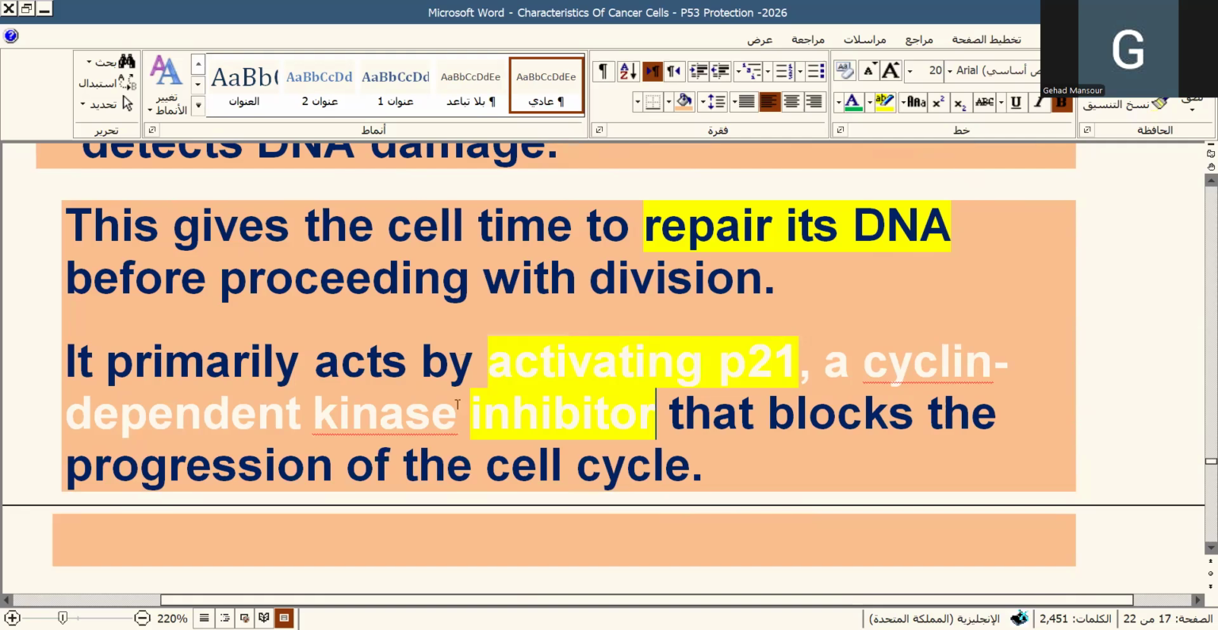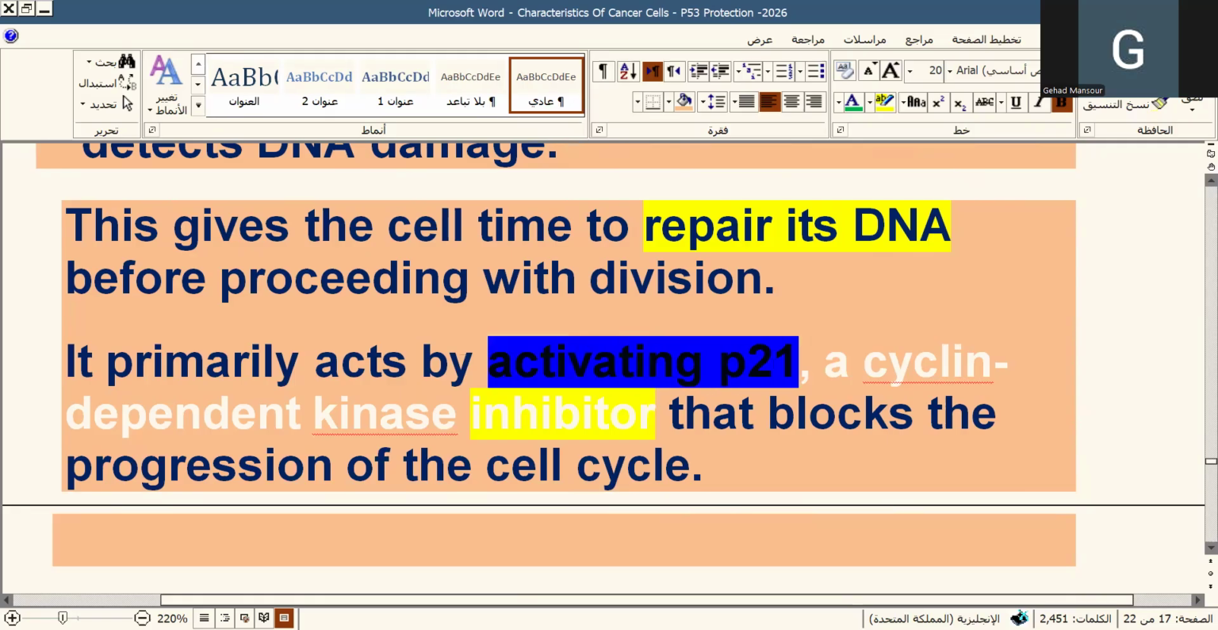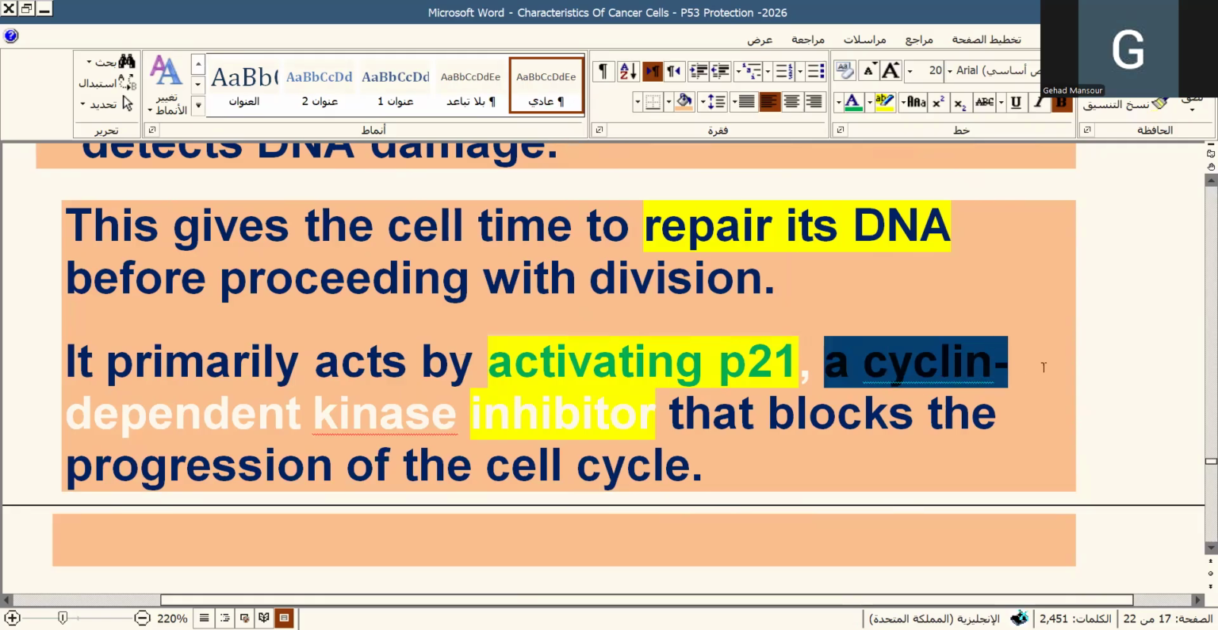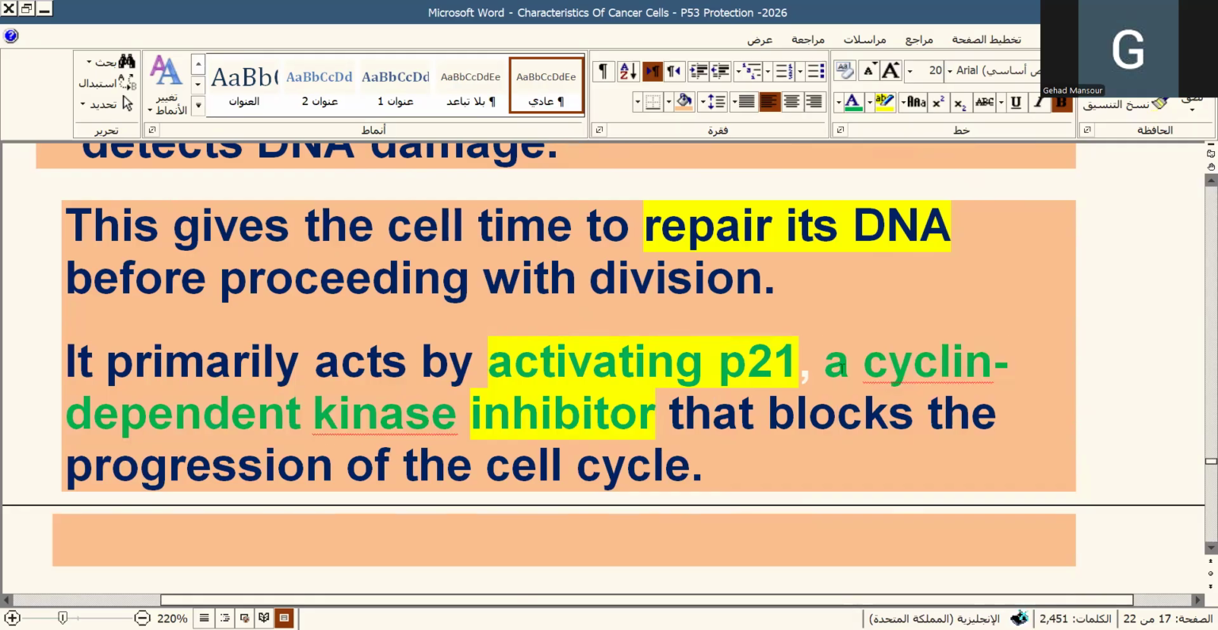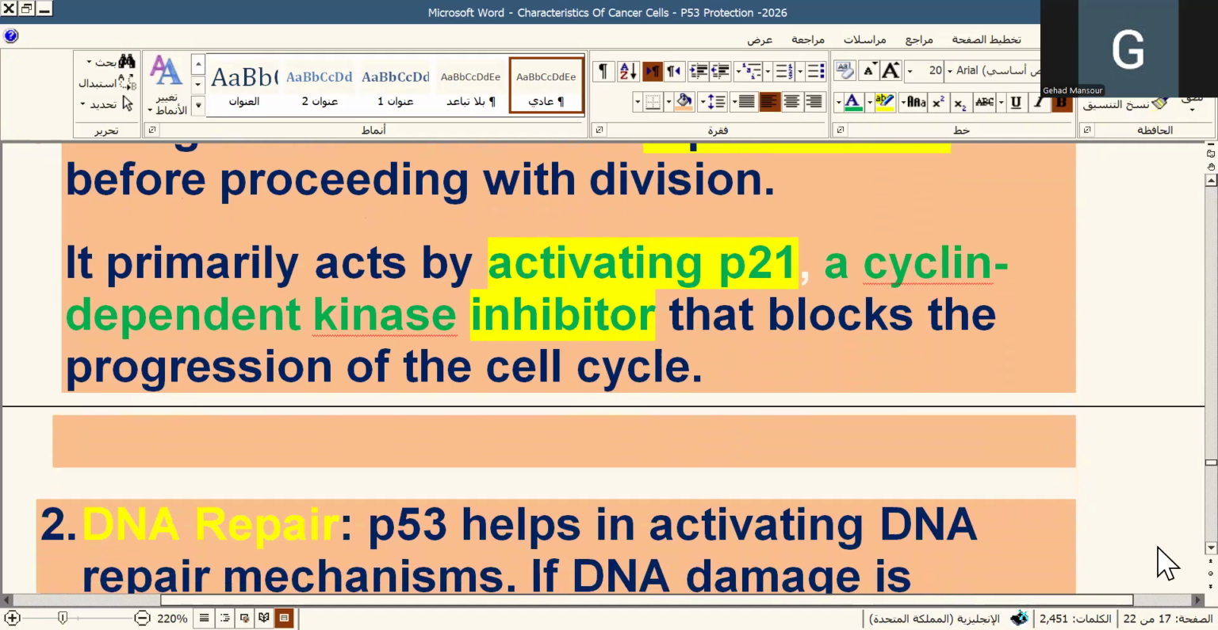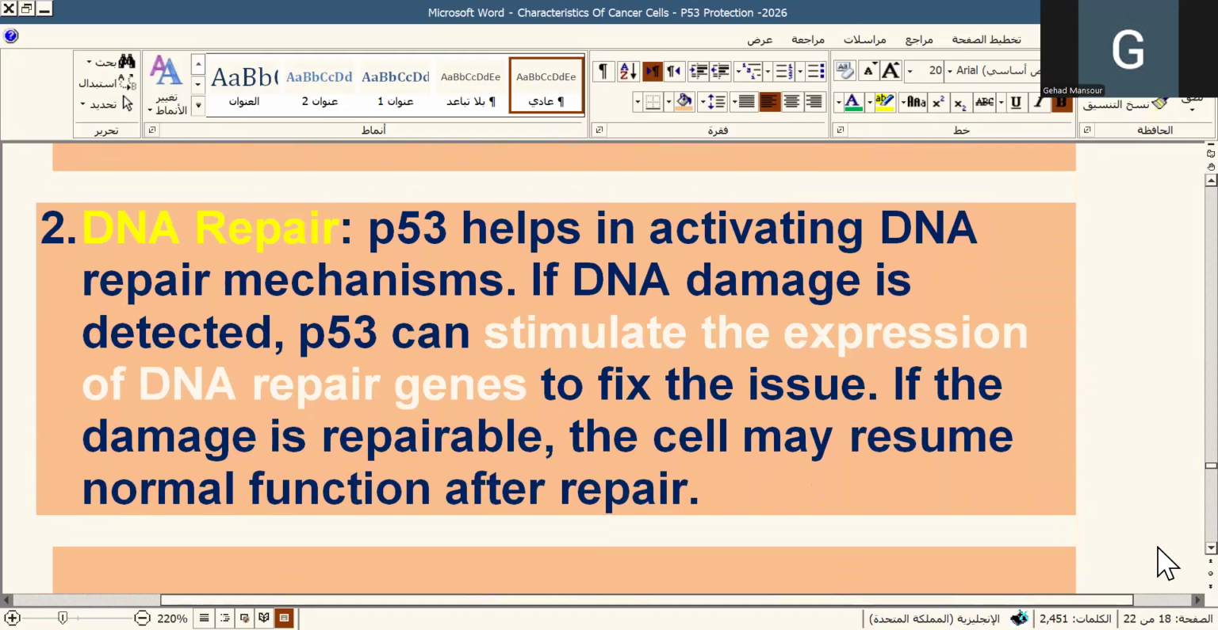And since the CDKs, or the cyclin-dependent kinases, are stimulators of the cell cycle, then inhibiting them will stop the cell cycle. So the additional piece of information that we have learned from that paragraph is that P53 stops the cell cycle by doing what? By activating an inhibitory protein called P21 that inhibits the cyclin-dependent kinases. And again, as we said, the temporary arrest of the cell cycle is important for DNA repair.